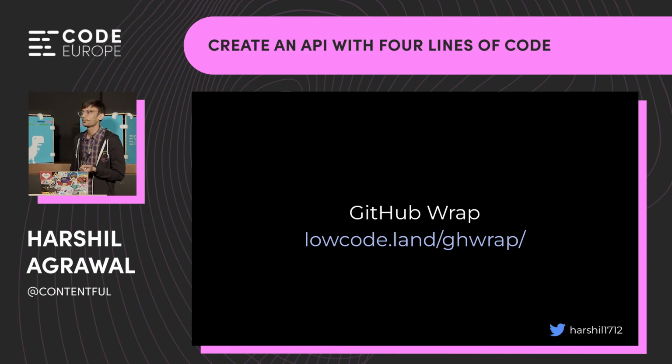So GitHub Wrap is a project I created last year in early December. Something similar to Spotify Wrap. GitHub Wrap gives you your yearly contribution, or the contribution you made in 2021. So stuff like the pull requests you have created, the number of issues you have opened, the commits you have made, and all those things.